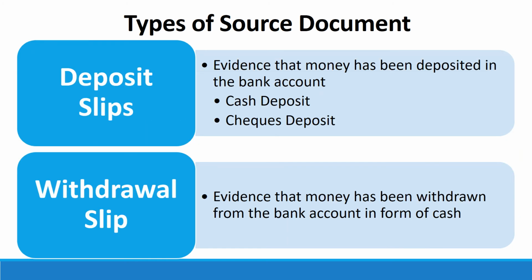A deposit slip is evidence that money has been deposited in the bank account. This can be in the form of cash deposit or checks deposit. A withdrawal slip is evidence that money has been withdrawn from a bank account in the form of cash.